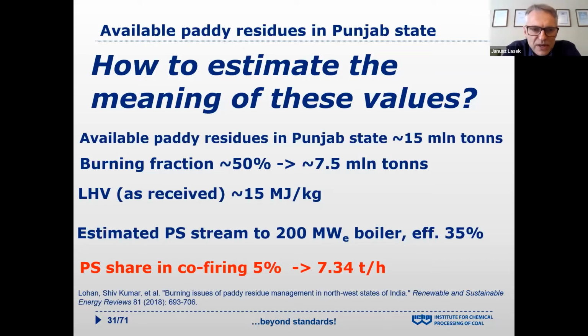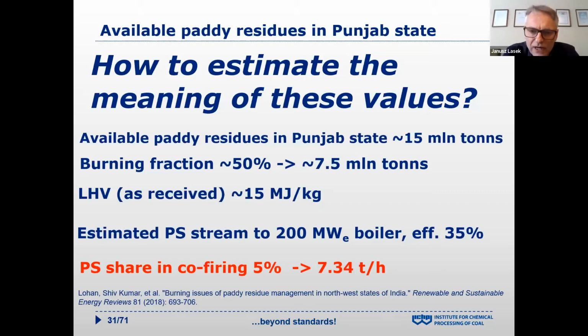These assumptions have been made. We estimated a power unit of 200 megawatts of electricity, with an efficiency of 35%, and we assume that the paddy straw energy share in co-firing is around 5%. When we recalculate it for the mass share, it's a little over 7%, where we, of course, assumed the lower heating value of the coal which is combusted at around 22. So roughly, an energy share of 5% of paddy straw is something around 7.3% on the mass share.